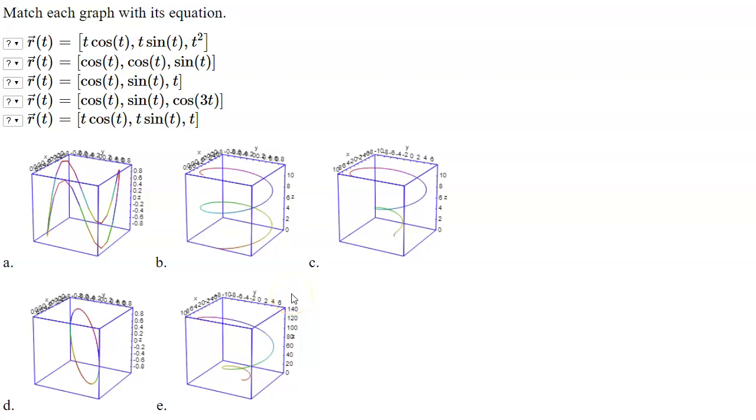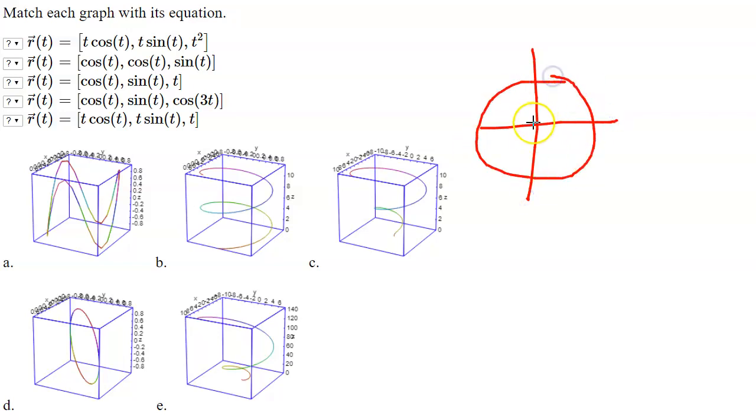In this question, we're trying to match each of these graphs that are given with its corresponding equation. Now, the most useful thing to keep in mind here is that when you see a cosine and a sine pair in a parametric equation, that's generally going to give you rotation. And that goes back to the idea that on a circle, if we imagine t being sort of like the angle, the coordinates of a point on a circle would be cosine t and sine t, right?